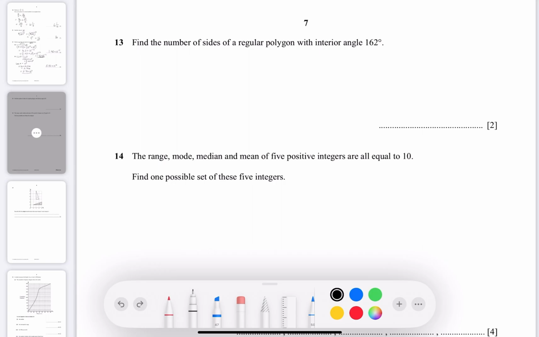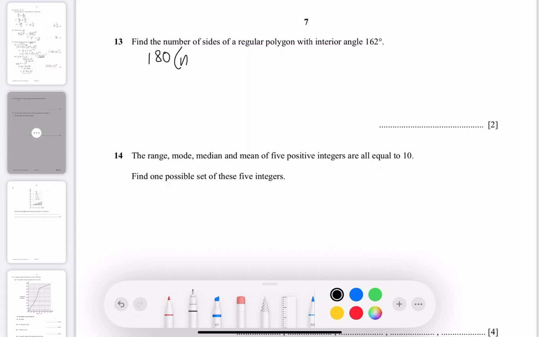So the way to do this is to firstly calculate the total value of all of the angles in this polygon. And there's a formula for this, and it's in my formula booklet, which is 180(n minus 2). This is the total value of all the angles in a polygon with n sides. But now to find the value of one interior angle, you divide it by the number of sides in the polygon. So divide that by n. And then we set this equal to 162.